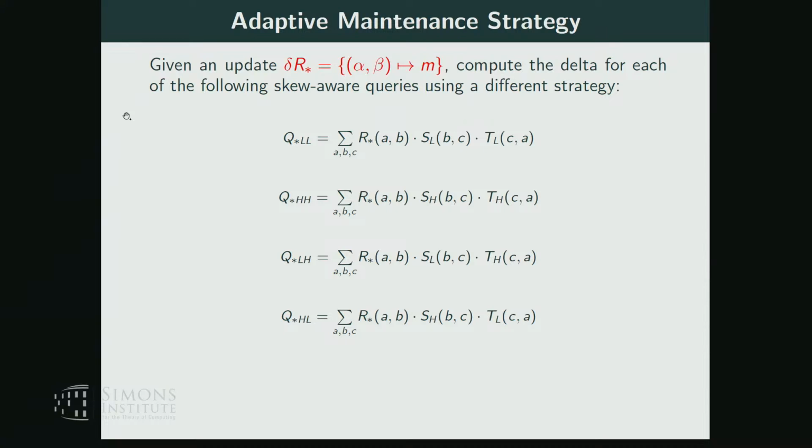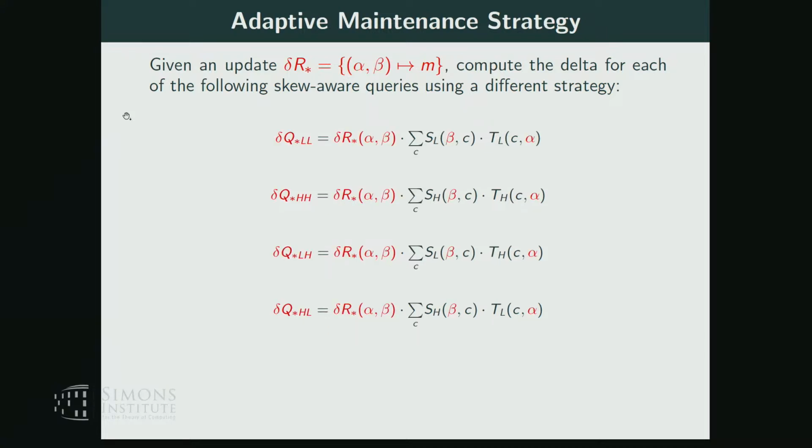What is crucial is that to evaluate these delta queries, for each of these 4 cases, we have to use perhaps different strategies. We cannot use the very same strategy, in database parlance the same query plan. Because if we use the same query plan, then of course we would need to do the partitioning in the first place. So we have to be sensitive to the heavy-light partitioning.